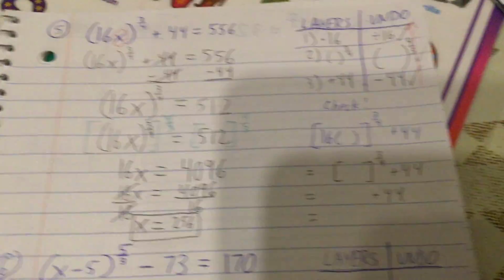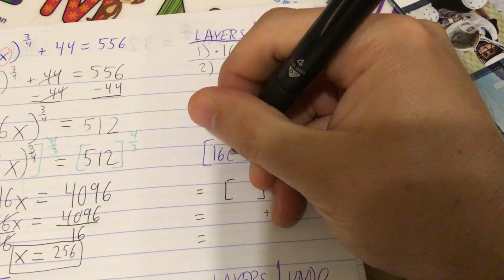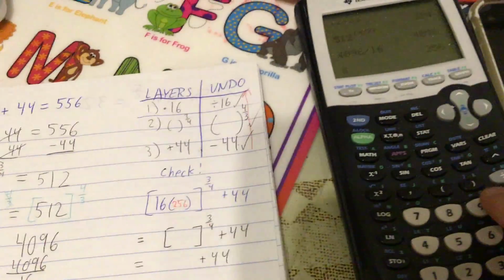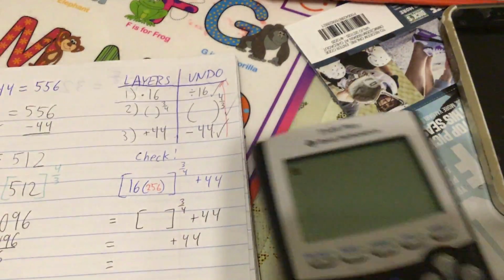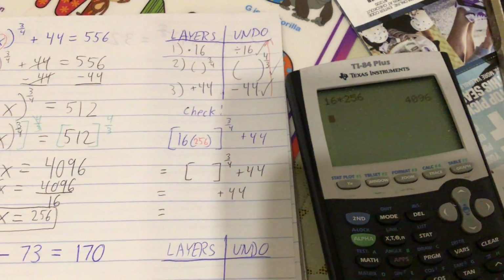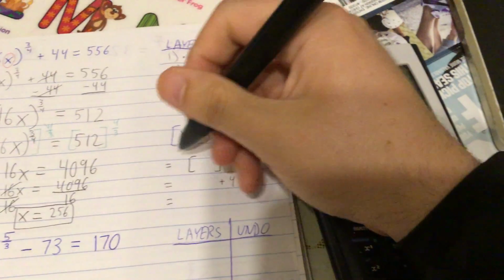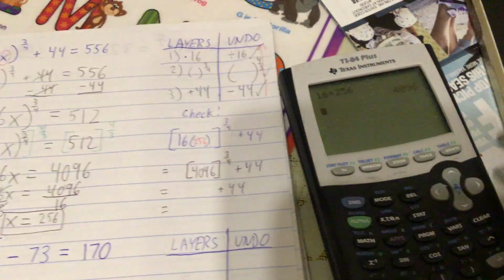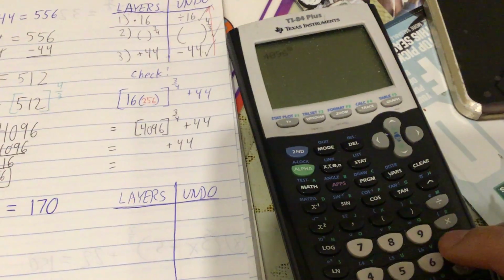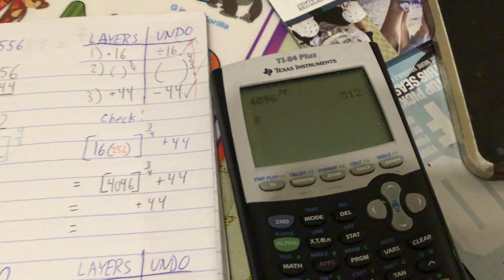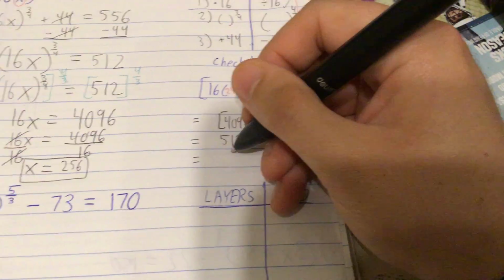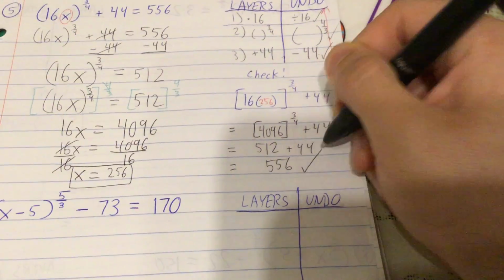I always pride myself on being really, really good at math, but you know what? I got to check my work on this one because it's ridiculous. So 16, I'm going to get my calculator on the side right here. So 16 times 256 is equal to 4,096. And then I'm going to take that to the 3/4 power. That's 512. And 512 plus 44 is, in fact, 556. And that's the output we wanted all along.